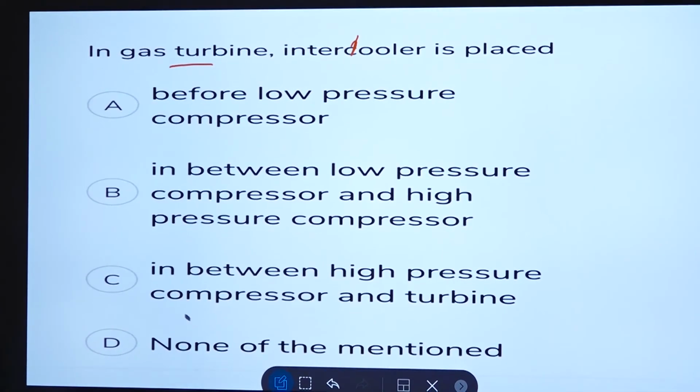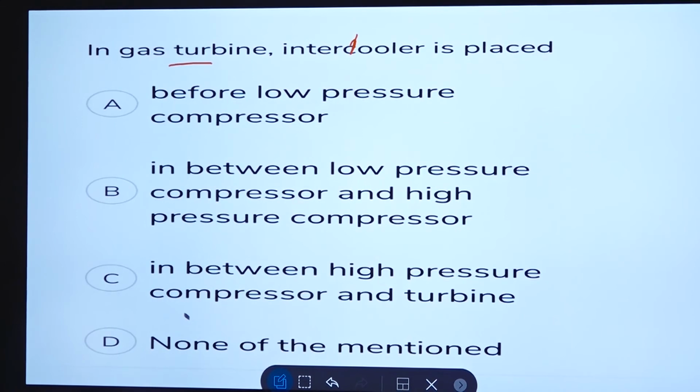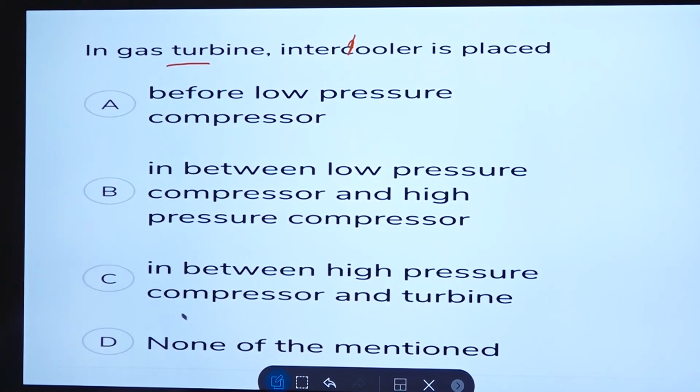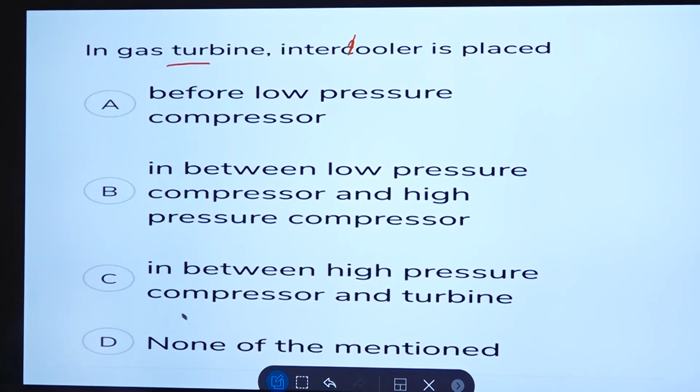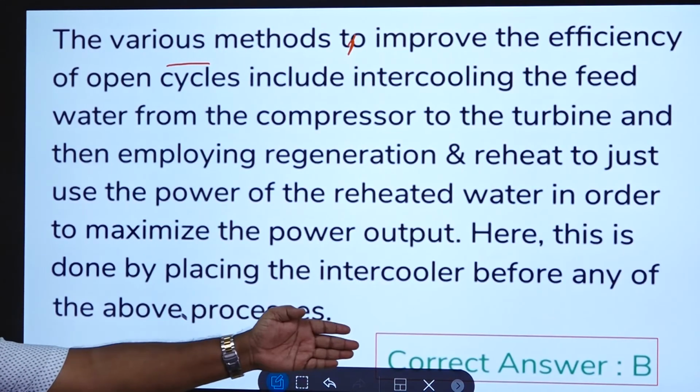The next one is, in a gas turbine, where is the intercooler placed? It is placed between the low pressure compressor and the high pressure compressor. Am I right or not? So you have to be thorough with that. So the answer is B.